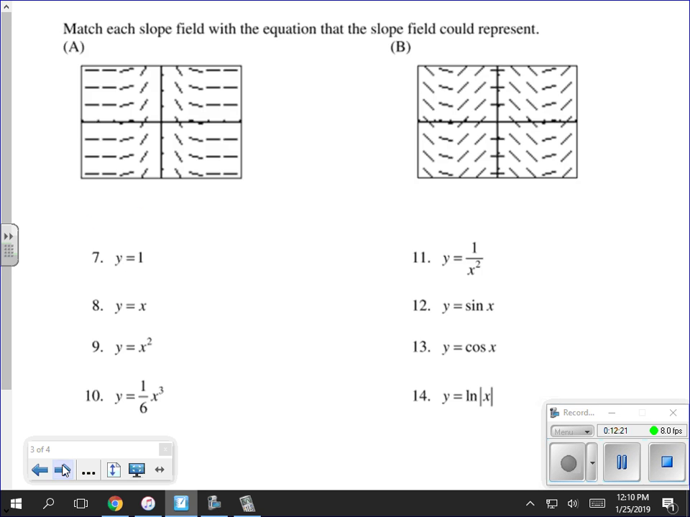Now, this is where it gets a little interesting. Match each slope field with the equation that the slope field could represent. Wow. Match this slope field to the equation. Now I only have A and B for my pictures up here. You have more, which will match up all of them. They will all be used at some point.